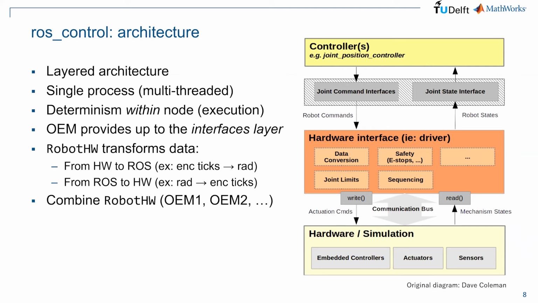Obviously, ROS2 is different here because it does allow real-time communication between nodes, but I'm not sure how far ROS2 control is with this. So what we see more and more is that OEMs are providing their own hardware interfaces, and in that setup, they are responsible for all the layers up to the interfaces layer, as you can see in the diagram at the right. So everything basically except the top layer where the controllers are placed.